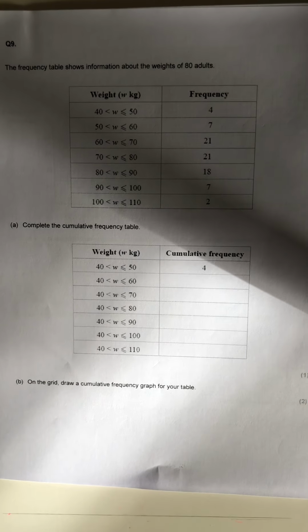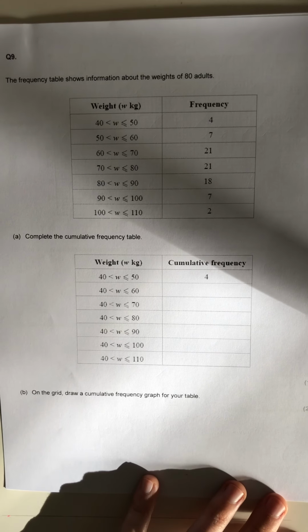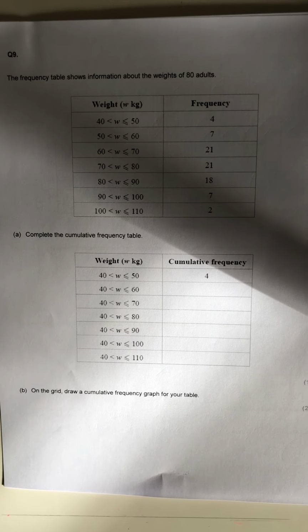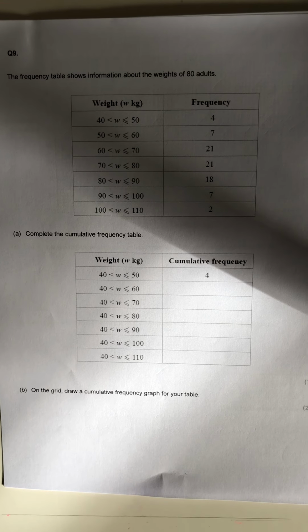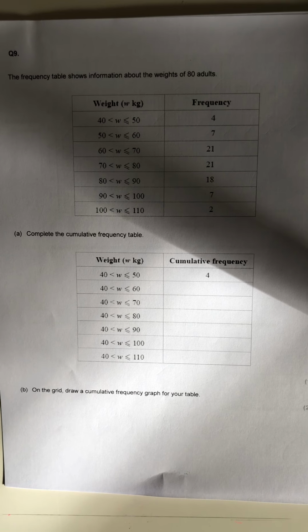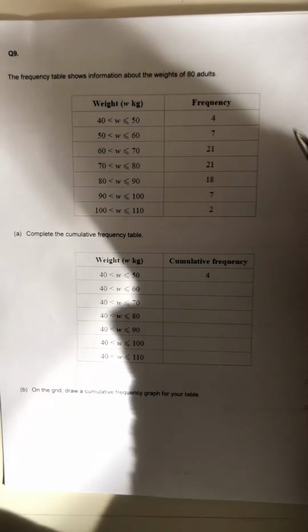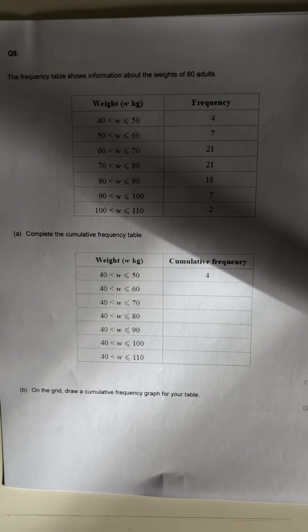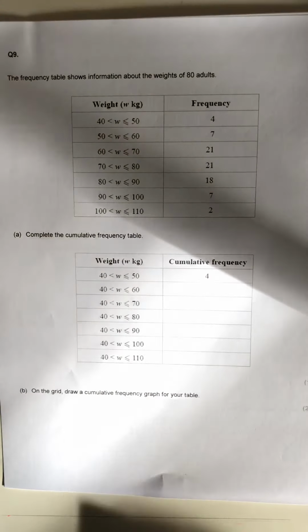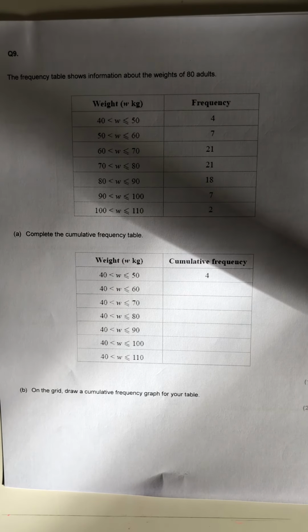Okay, last question on the paper is a cumulative frequency question. And you're given the weights of 80 adults, and the groups are 40 to 50, 50 to 60, all the way up to 100 to 110. Frequency tells you how many adults are in each group, and you're asked to complete the cumulative frequency table. And normally you just add your own column. Just add your own column on the side and do that. But they've given you the column to fill in.